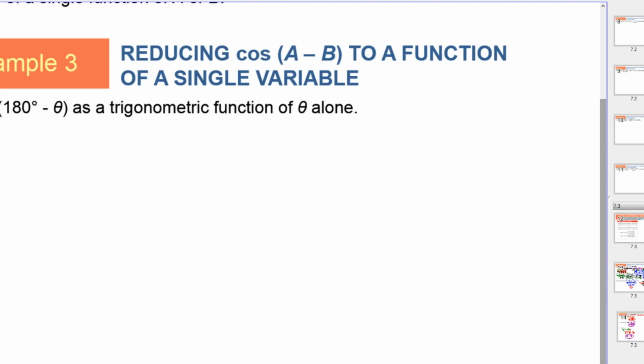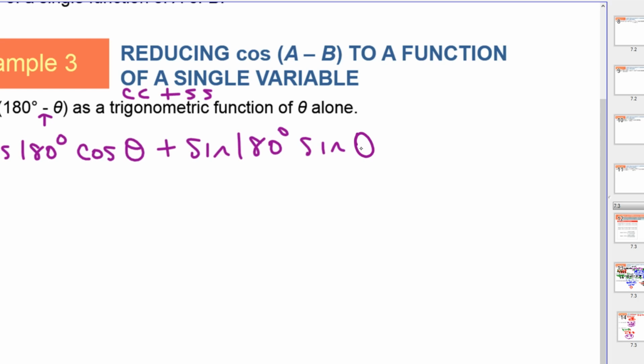Okay, write cosine 180 degrees minus theta as a trig function of theta alone. Those directions might be kind of confusing, but what's not confusing is this is a cosine minus. So find that pattern. Cosine minus, cosine minus. The pattern says that's going to be cosine, cosine plus sine, sine. All I'm doing is just looking at the formula. So cosine of the first, cosine theta, plus sine of the first one, sine theta.